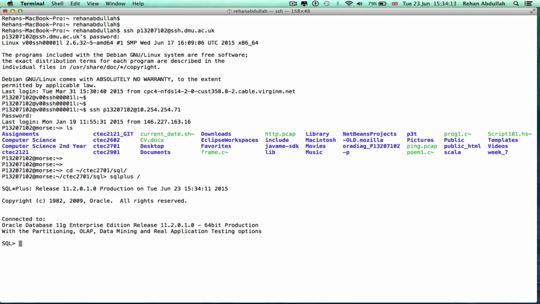So now it says you should successfully have logged on to your Oracle and see the SQL prompt. That's how you sign on to your or connect to your Oracle SQL Plus connection.